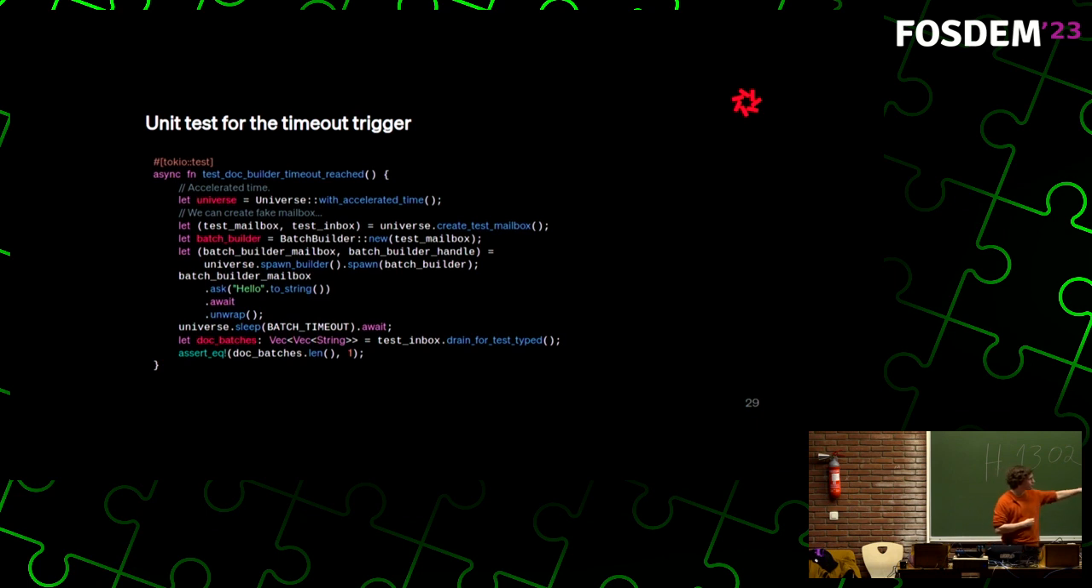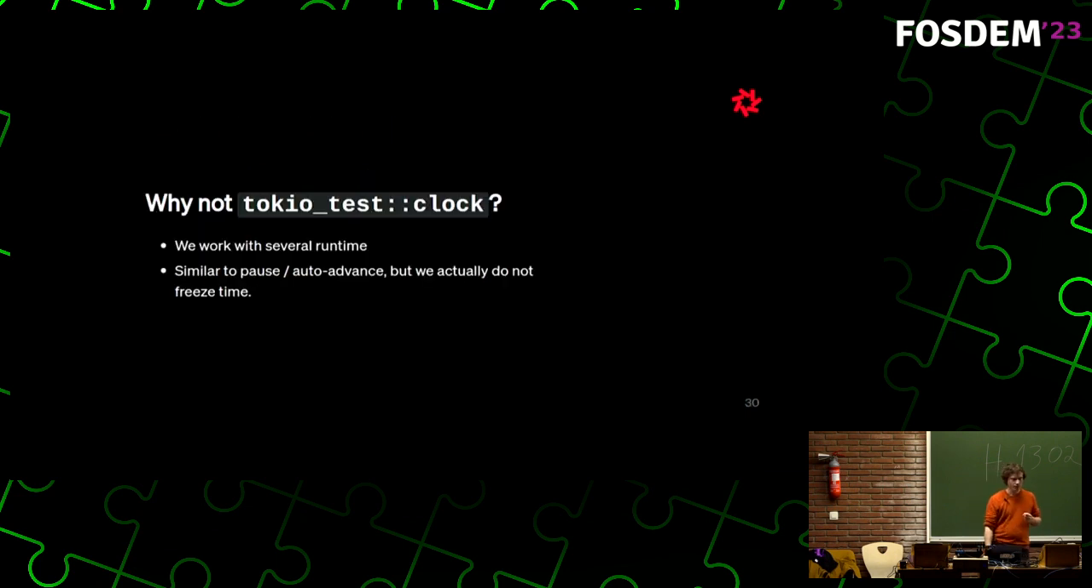And so for the unit test, obviously, we have to call some way to wait, and we call universe.sleep to do that. And it's important to use universe.sleep and not time.sleep because we are mocking stuff, obviously. So we cannot use the mocking facilities that we have in Tokio because we use several runtimes. And also, what we do is similar in semantics to pause and auto advance if you're familiar with it, except we never freeze time. We keep time flowing, but what we do is a tiny bit different.